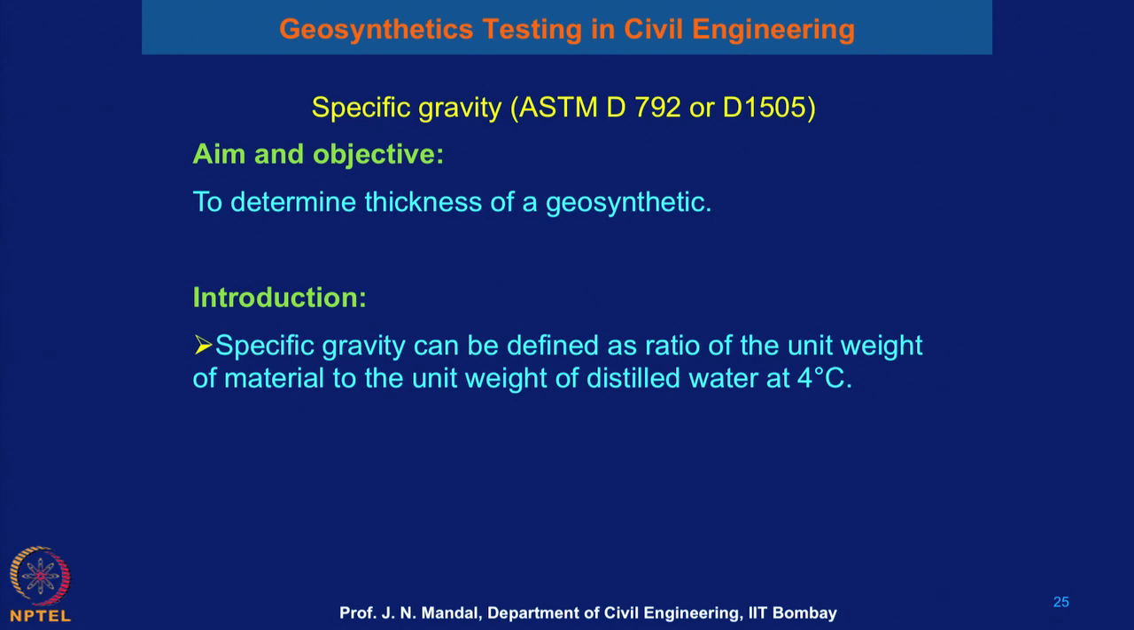So, in introduction, specific gravity can be defined as the ratio of the unit weight of the material to the unit weight of distilled water at 4 degrees centigrade. You know how to determine the specific gravity of any material. Here we have only presented the specific gravity of different geosynthetic materials.